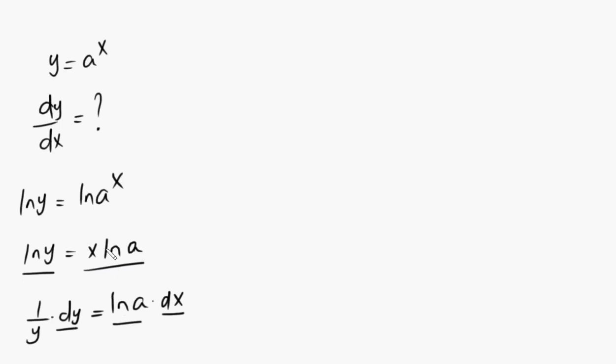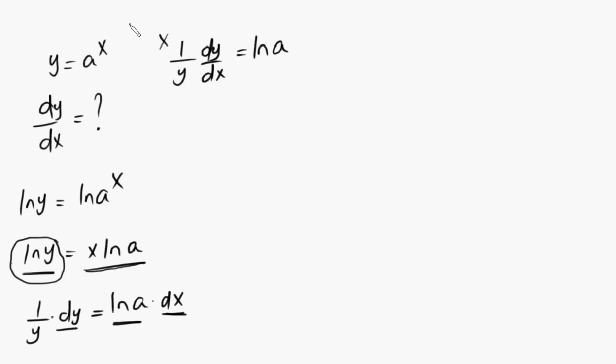Let me repeat this. I differentiated ln y with respect to y and got 1 over y. Because I differentiated with respect to y, I must add dy. I differentiated x ln a with respect to x and got ln a. Because I differentiated with respect to x, I must add dx. Now I divide by dx on both sides because I am looking for dy/dx. So it will be 1 over y dy/dx equals ln a.